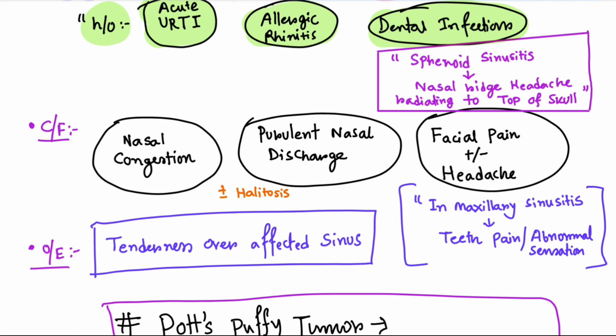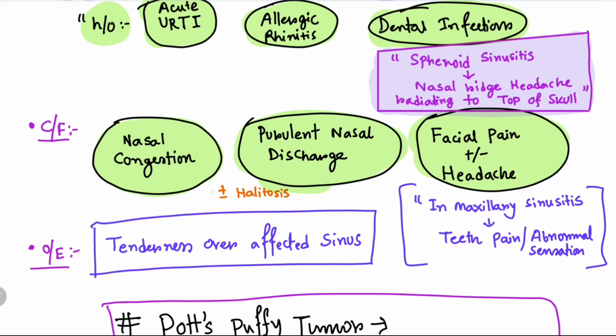Now, what are the clinical features of acute sinusitis? One feature that the patient will present with is nasal congestion. If the sinusitis is due to a bacterial cause, it might present with purulent nasal discharge. There may be presence of facial pain, with or without headache. There is a fact in relation to the headache. If it is a case of sphenoid sinusitis, there is a headache involving the nasal ridge which radiates to the top of the skull.